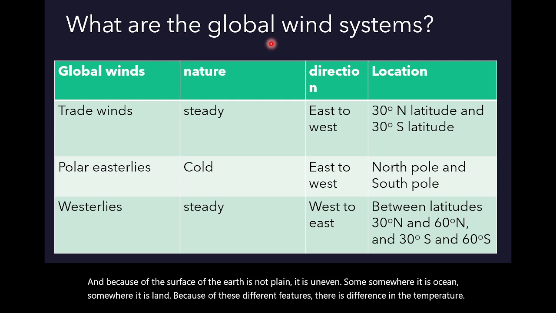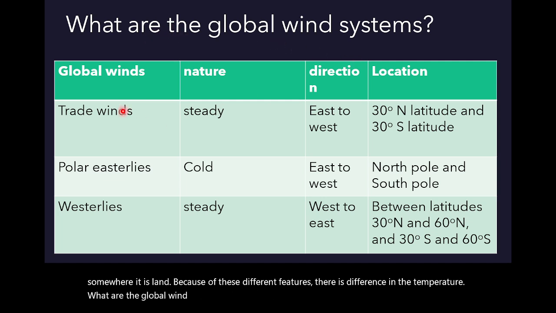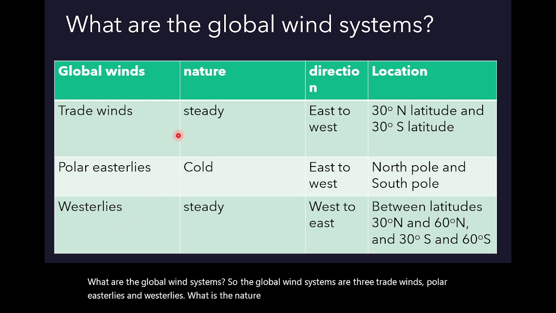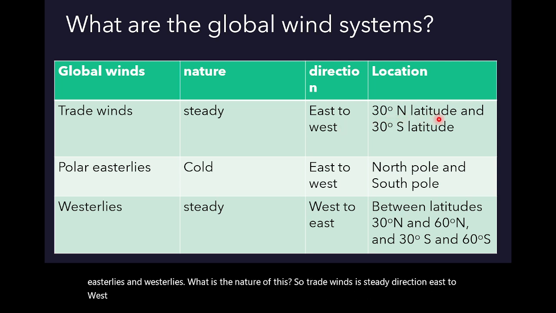What are the global wind systems? The global wind systems are three: trade winds, polar easterlies, and westerlies. What is the nature of these? Trade winds have a steady direction, east to west, at 30 degrees north latitude and 30 degrees south latitude. That is the location on the earth for these winds.